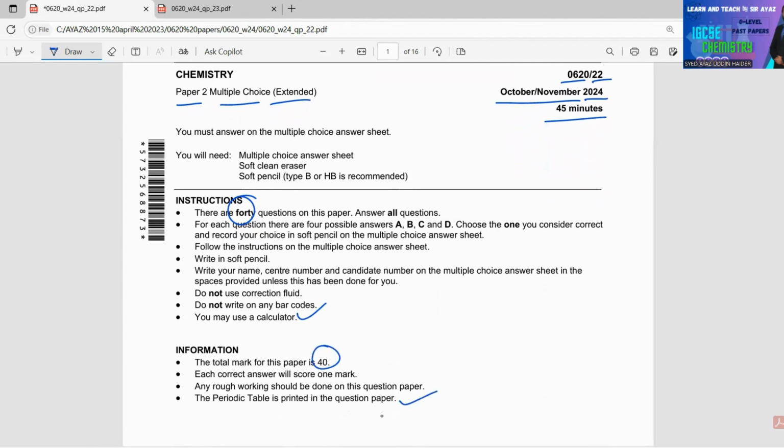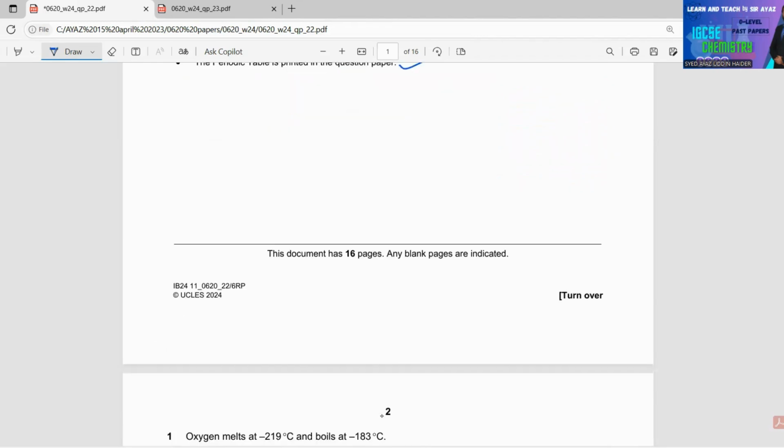Your table will be provided to you. Any rough working should be done on this paper. So let's start the paper. Here's question number 1.